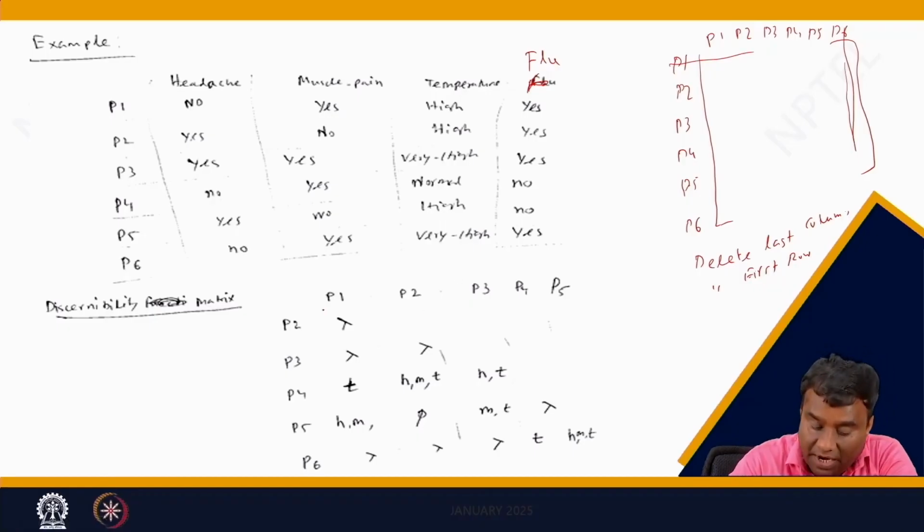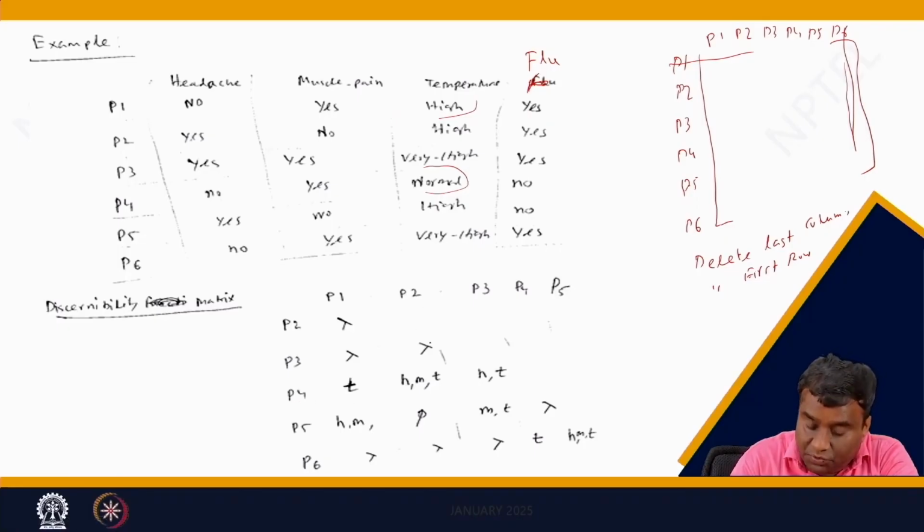So compare P2 with P1, see the decision is same. Yes, so there will be lambda. Now compare P3 with P1, decision is same, so it is lambda. For P3 with P2, decision is same, so here also lambda. Now for P4 with P1, decision is not same. So here headache is not different, muscle pain is not different, only temperature. Here it is normal and here it is high, so there will be T.